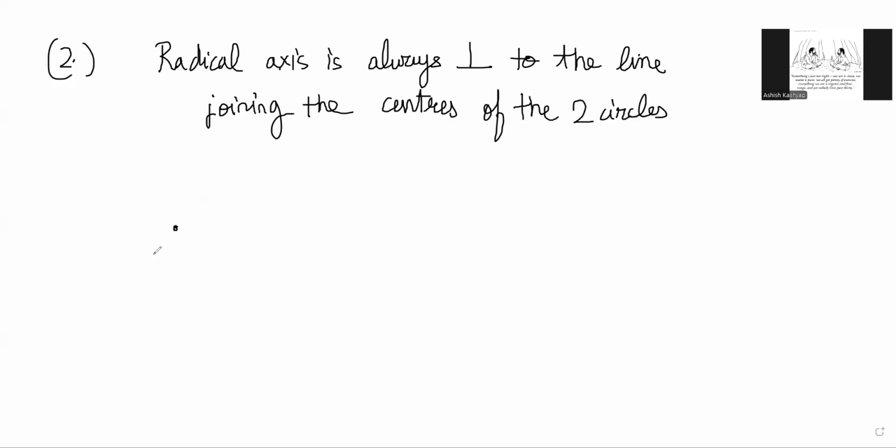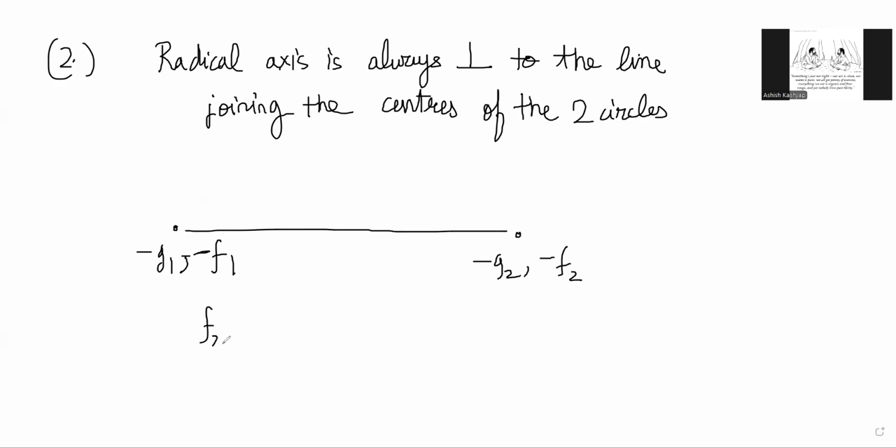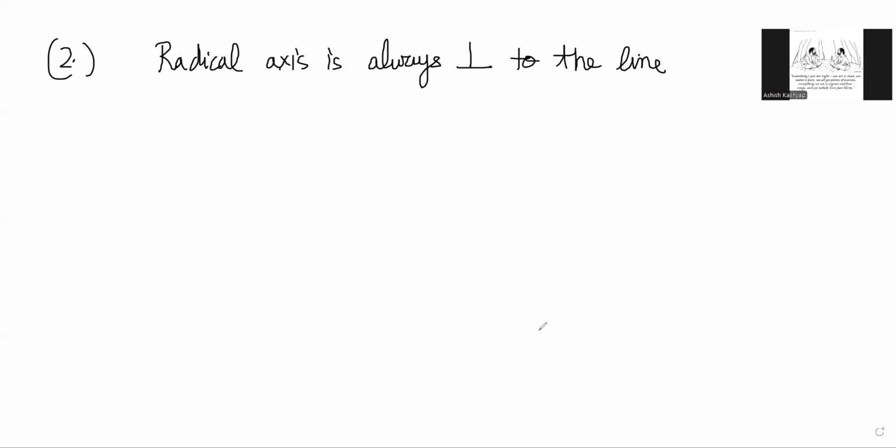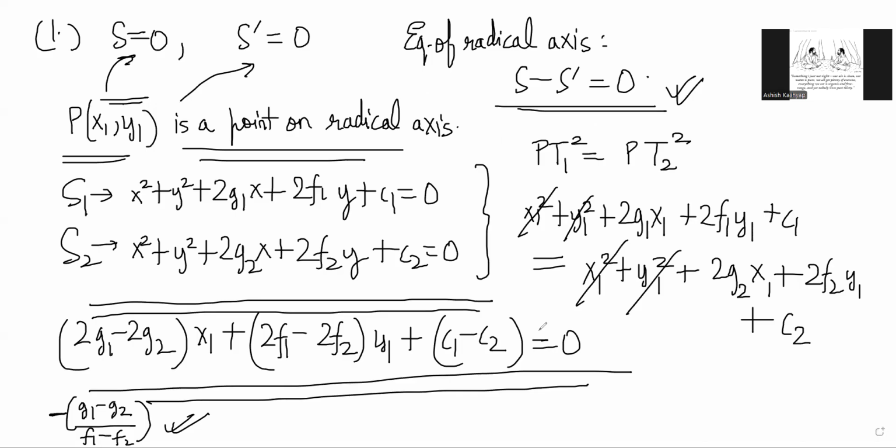So if you think about it, one circle's center was minus g1, minus f1, and the other center was minus g2, minus f2. What is the slope of the line joining the centers? It will be (f2 minus f1) by (g2 minus g1). And the slope of the radical axis has come out to be minus (g1 minus g2) by (f1 minus f2), right?